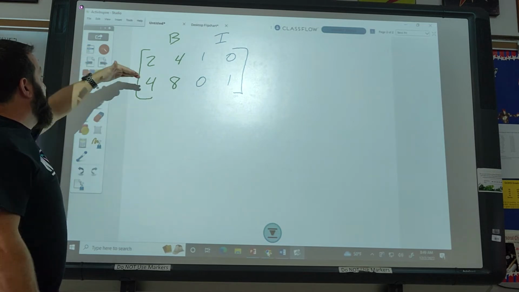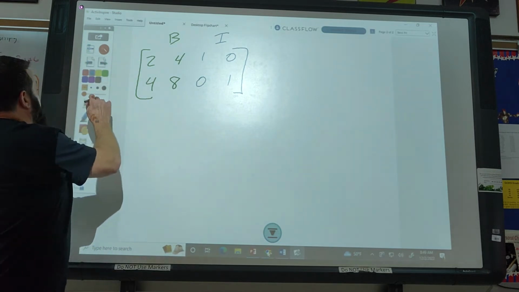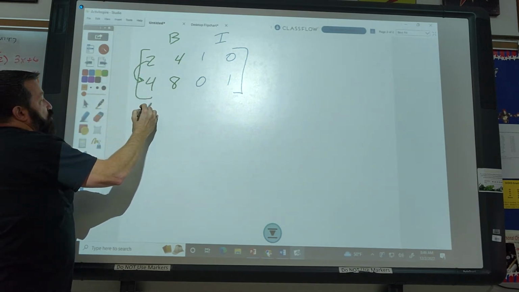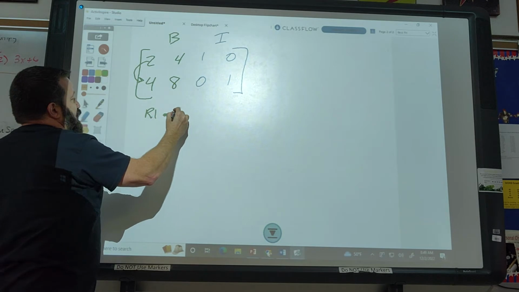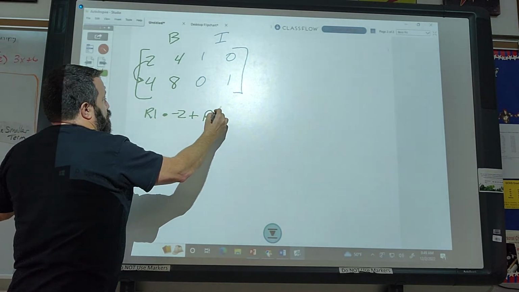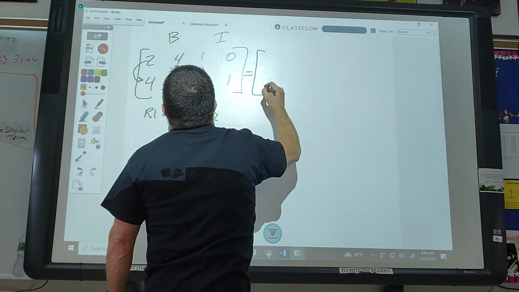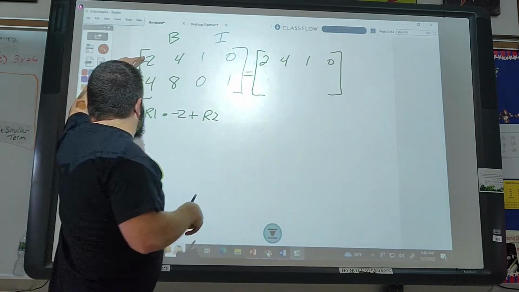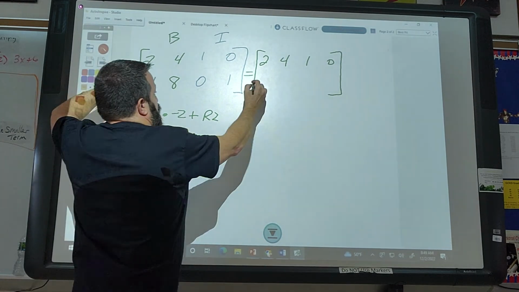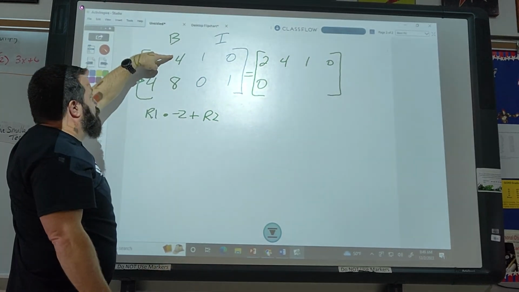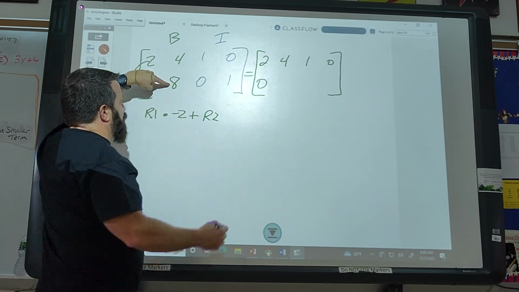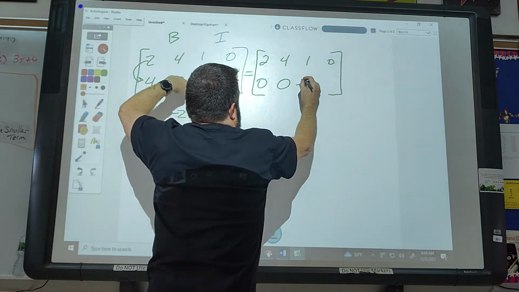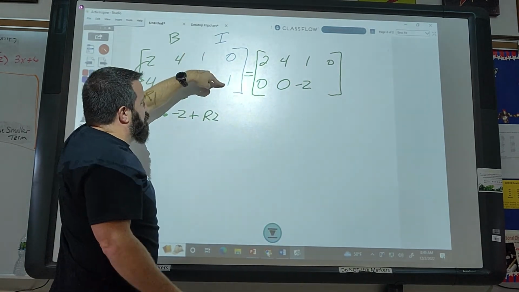because I could try to get zeros. That's one thing I could do. I could get the 0 first and then the 1 there. Maybe I'll do that. So if I take row 1 times -2 and add it to row 2: 2, 4, 1, 0. And 2 times -2 plus 4 would be 0. 4 times -2 would be -8 plus 8 is 0. 1 times -2 is -2 plus 0 would be -2. And 0 times -2 plus 1 would be a 1.